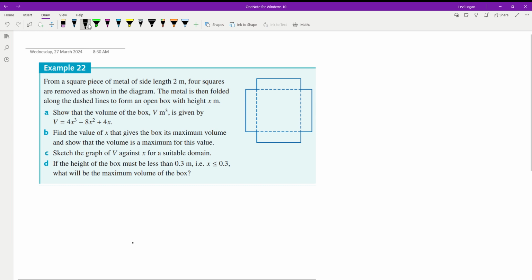In today's video we're going to be looking at an application of differentiation, a maximization problem in this particular case, and we'll be looking at example 22 here pretty much. So let's get straight into it.